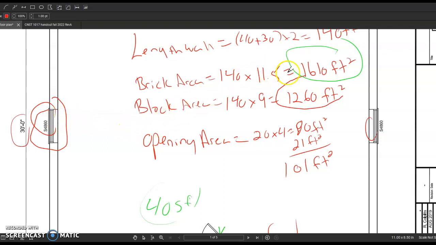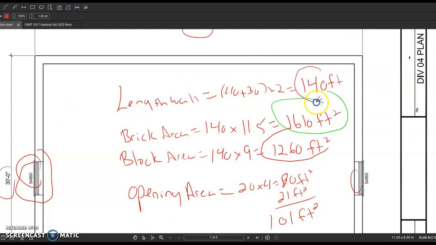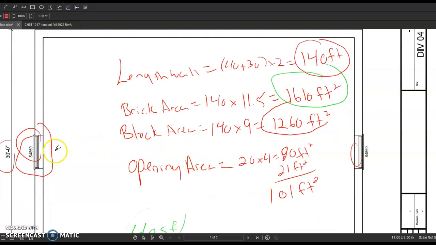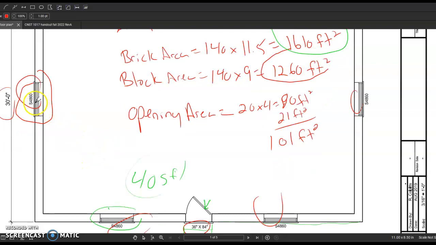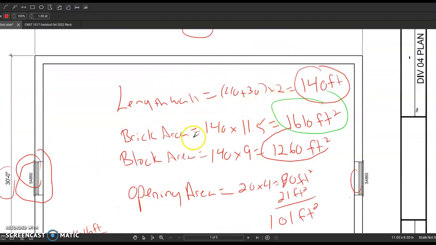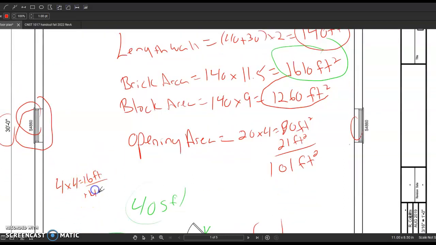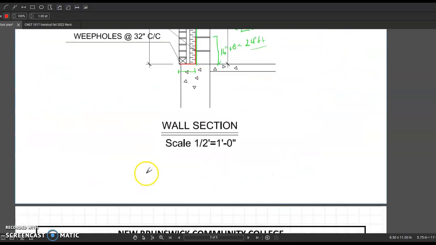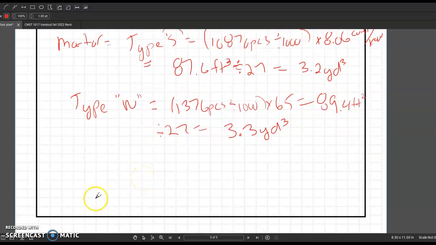So I need to know the length of my wall, because I'm going all the way around like I just mentioned, so I've got 140 feet. And then I want to know the length of my openings as well. For my windows, I have 1, 2, 3, 4 of them here again. Each one of those windows was 4 feet long, so 16 feet. So really I have an extra 16 feet of flashing. So 140 plus that 16 gives you 156 feet. So let's use that 156 feet for my flashing calculations.